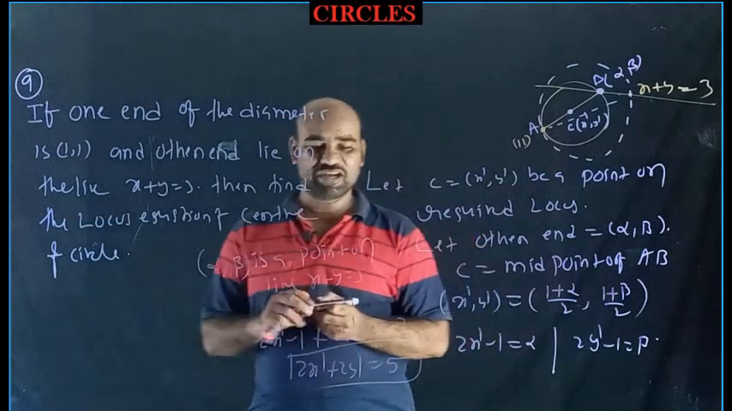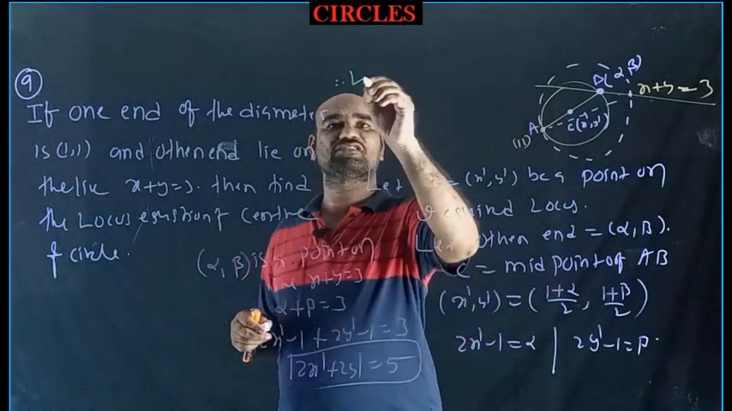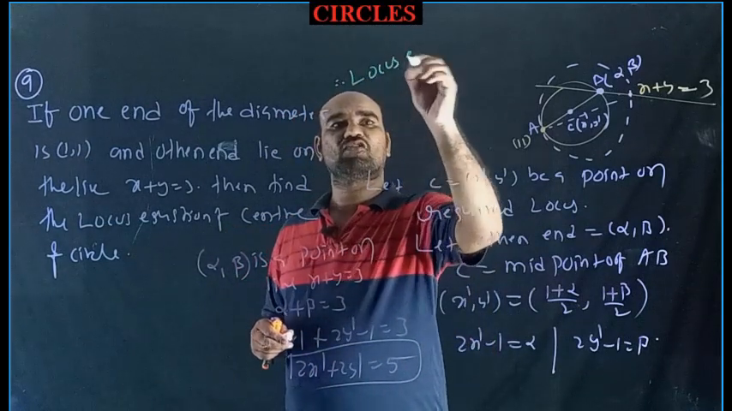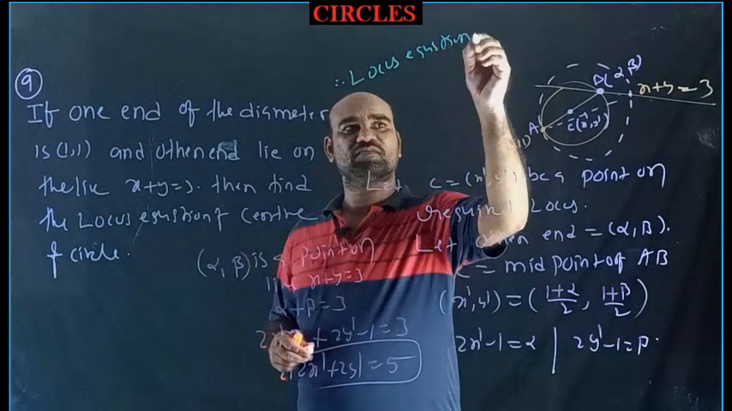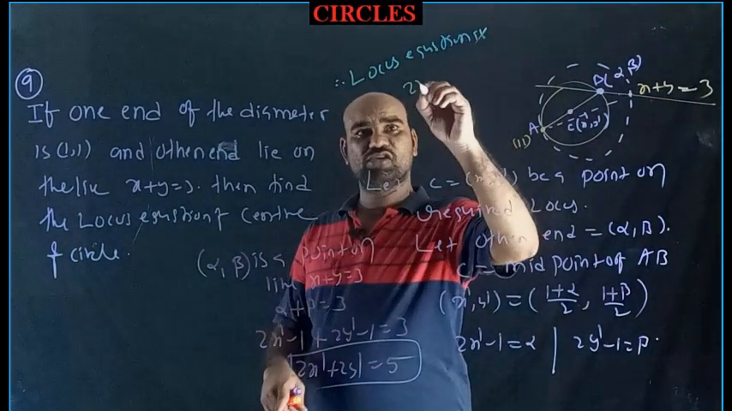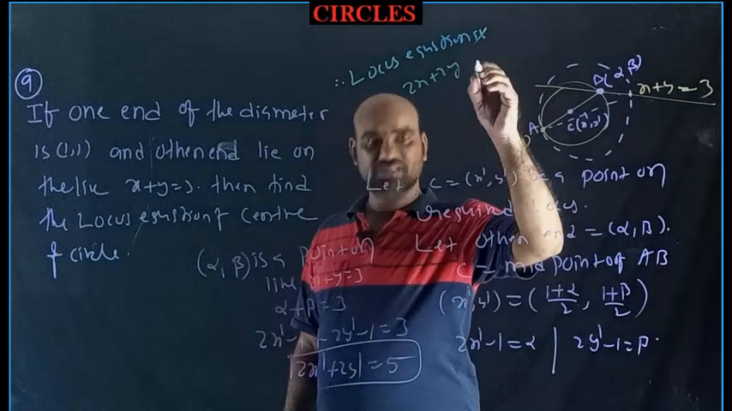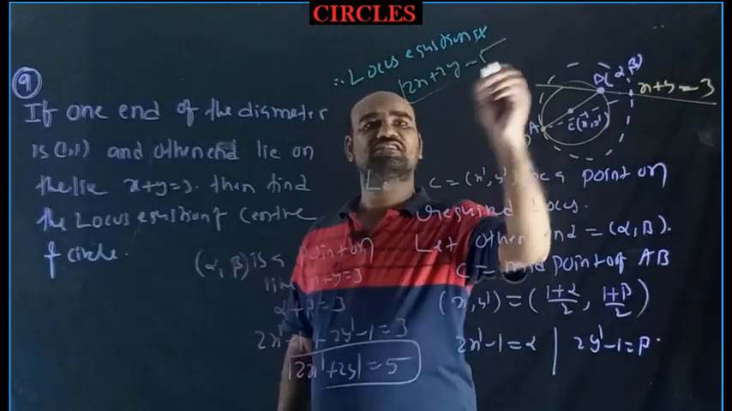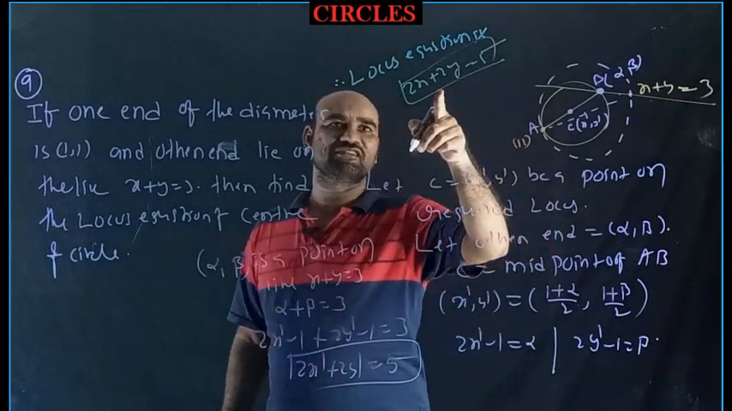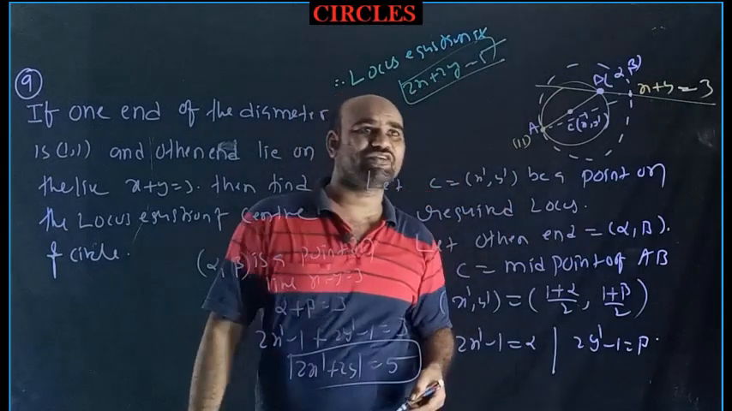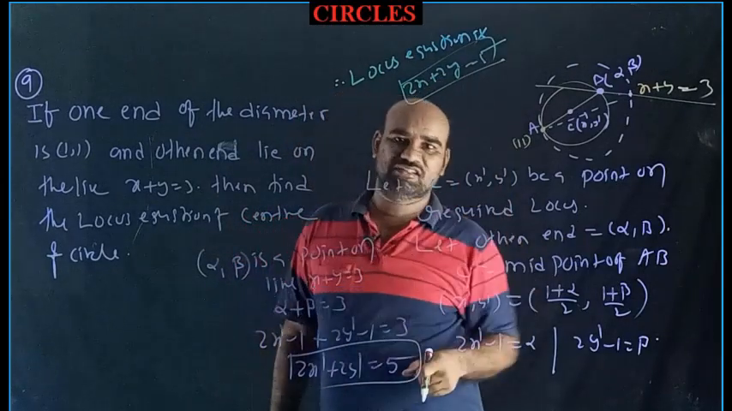So I want to write the final conclusion. Therefore the locus equation is 2x plus 2y equal to 5. So this is nothing but a straight line. The locus equation is 2x plus 2y equal to 5. The locus is a straight line.